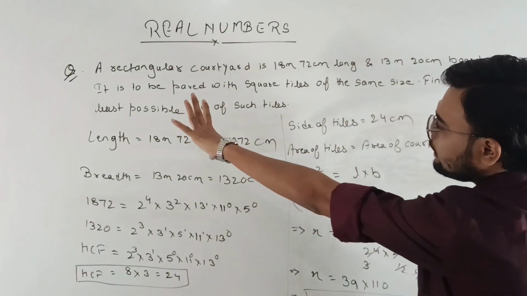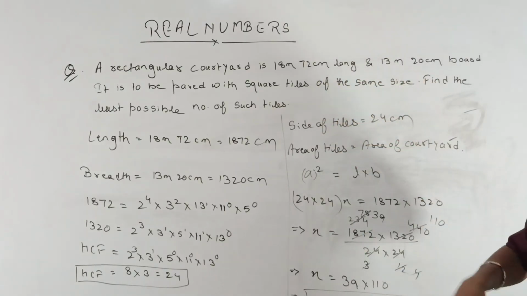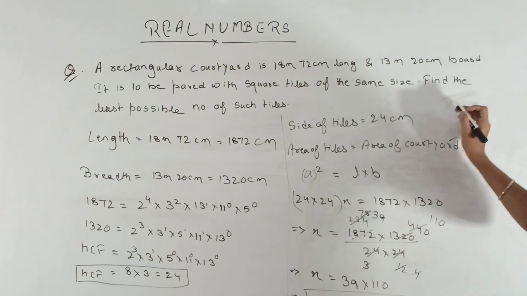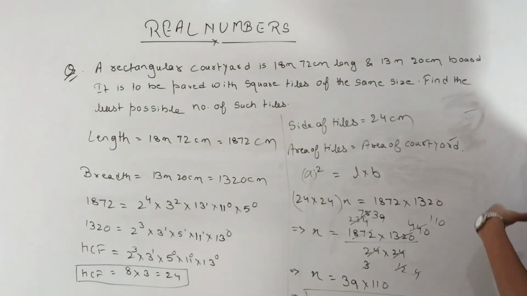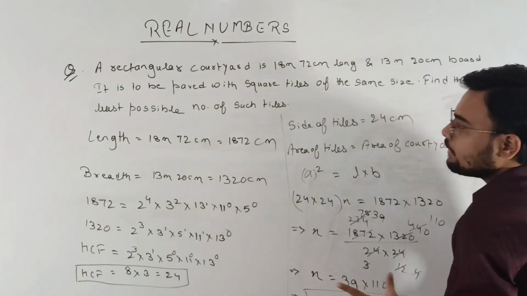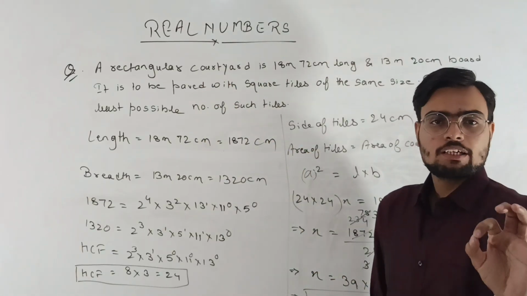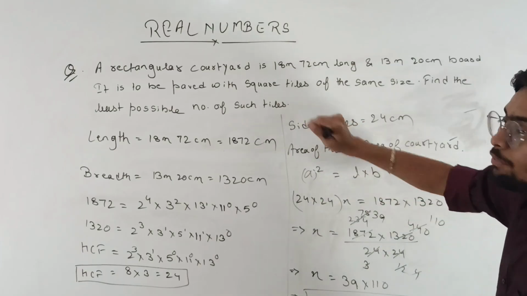The question is: there is a rectangular courtyard of length this and breadth this, and this courtyard is to be paved by square tiles. Then we have to find the least possible number of such tiles, that is, how many tiles are required to pave this rectangular courtyard. For this number of tiles, we first have to find the area of a square tile, and for that we have to find the side of a square.